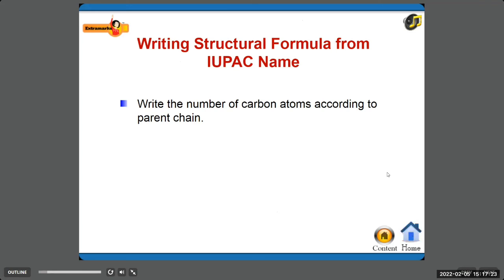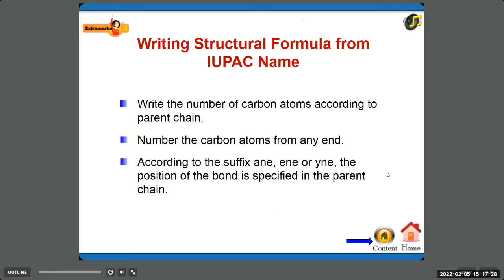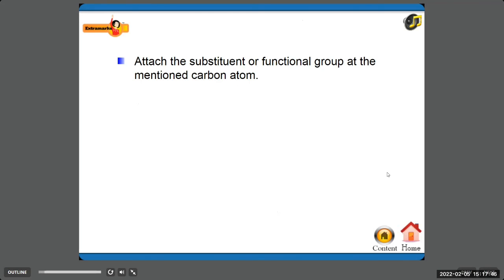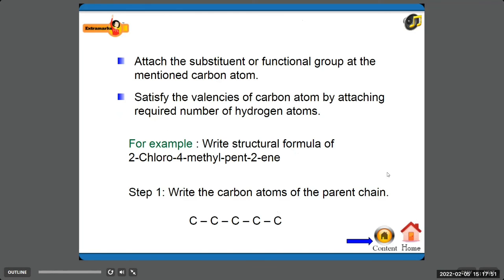Now, we will learn about the writing of structural formula from IUPAC name. Write the number of carbon atoms according to parent chain. Now, number the carbon atoms from any end. In the parent chain, the position of the bond is located according to the suffix -ane, -ene, or -yne. Then, attach the substituent or functional group at the mentioned carbon atom. Now, satisfy the valencies of carbon atom by attaching required number of hydrogen atoms.